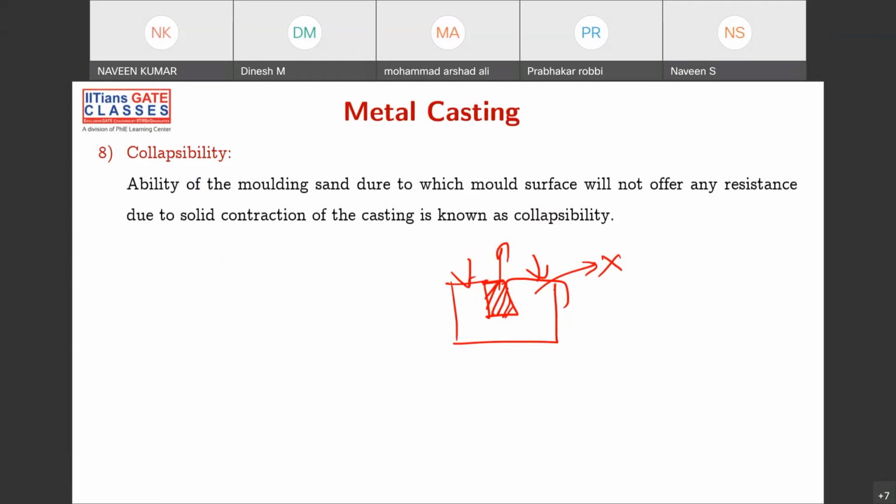Initially, we don't know how much to ram. That will come with the skill. That is the reason why people do apprenticeship. They do all these things in the foundry plant, so that they'll know what skill they are trying to apply. Collapsibility: after all these things, it should not collapse. It should collapse easily.